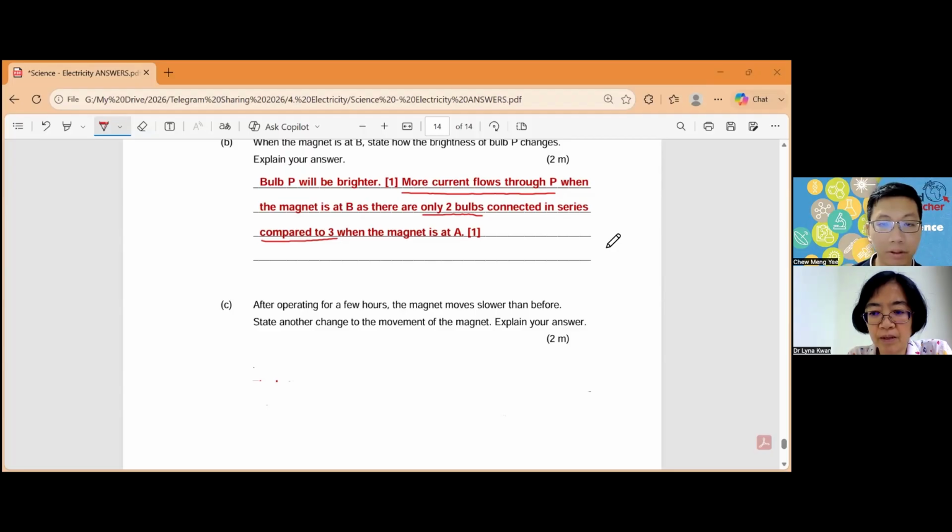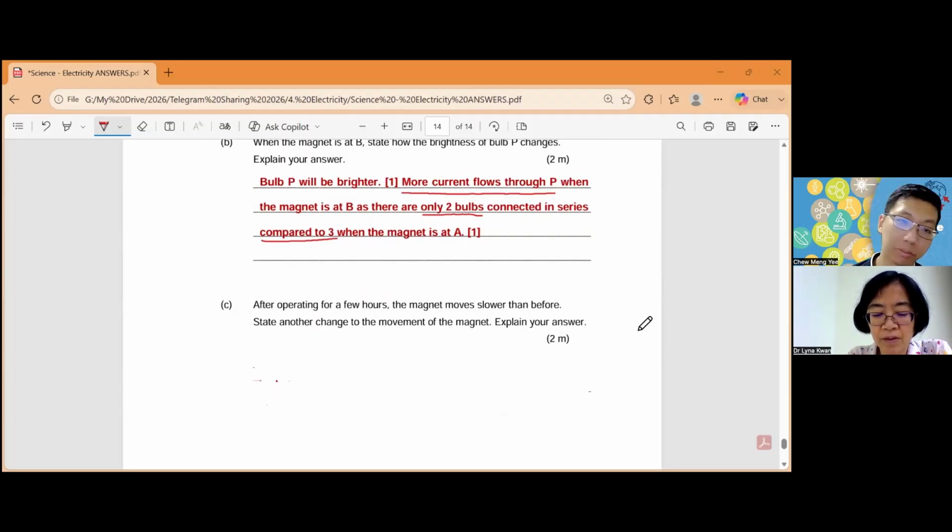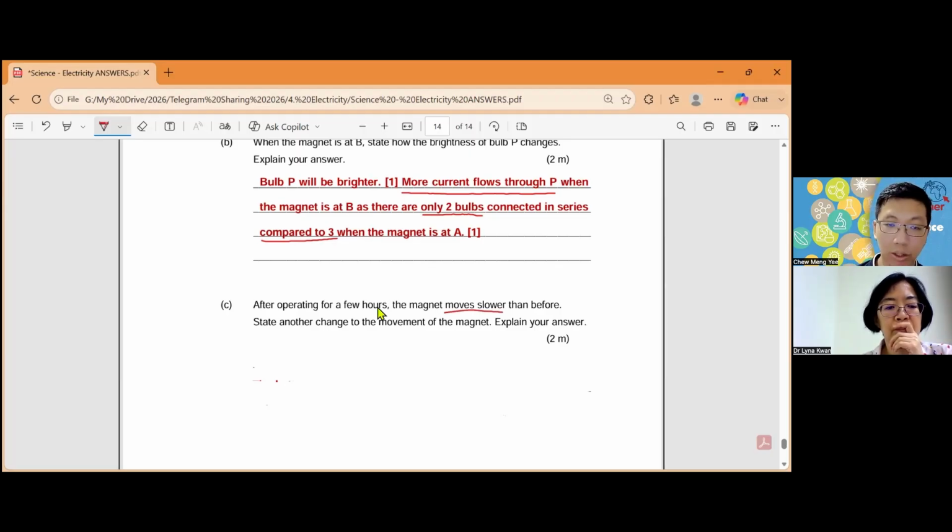Okay, these are all possible PSLE questions, or rather, most of these have come up before. This is a PSLE question that is modified. So all these were tested before. So if you cannot answer, then please practice more, okay? Because these are very important concepts, came out before and can be tested again. So other than moving slower, what else could it be? But why did this happen?